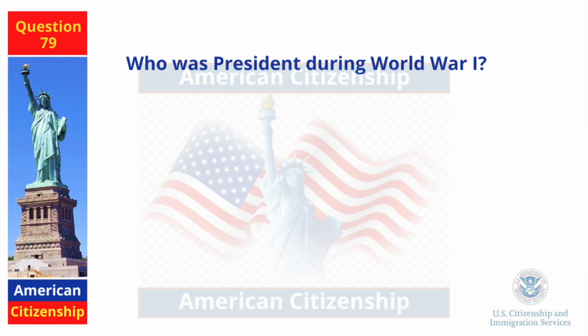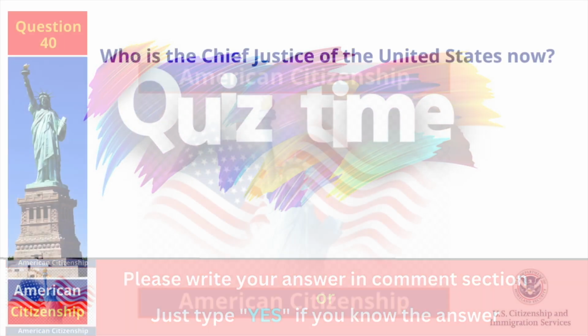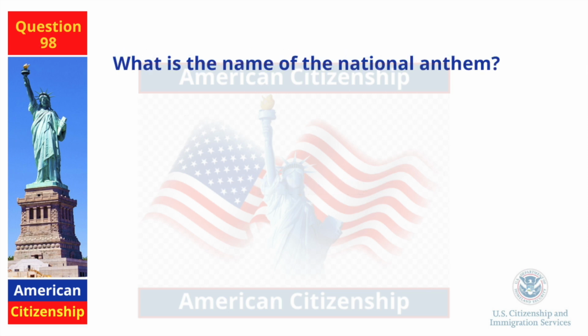Who was president during World War I? Who was president during World War I? Who is the Chief Justice of the United States now? John Roberts. Who is the Chief Justice of the United States now? John Roberts. What is the name of the national anthem? The Star-Spangled Banner. What is the name of the national anthem? The Star-Spangled Banner.